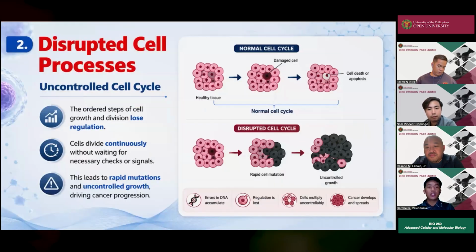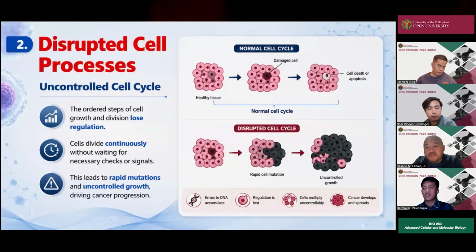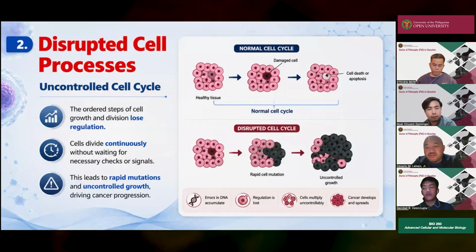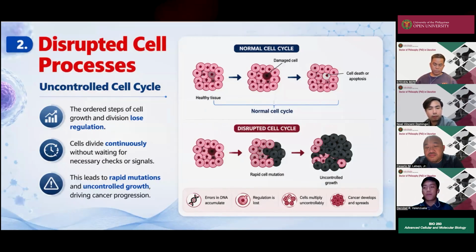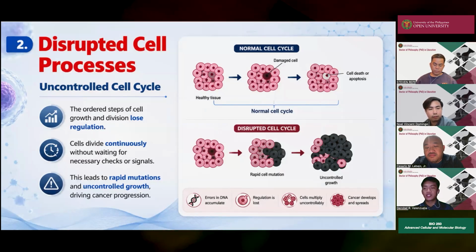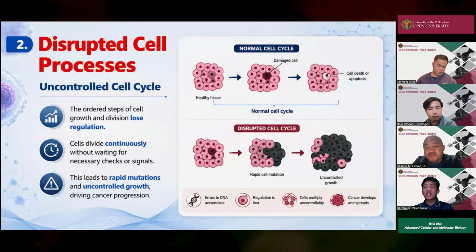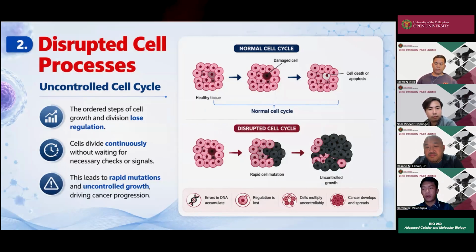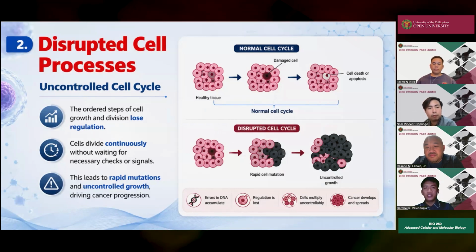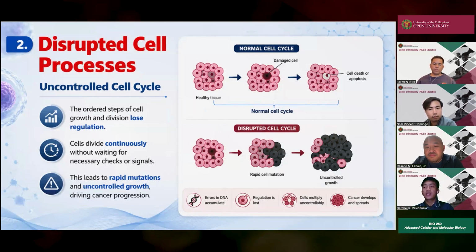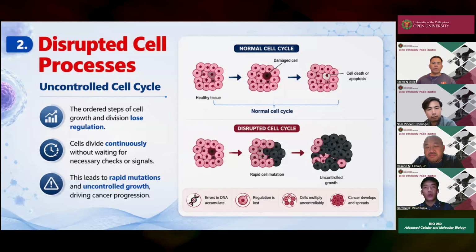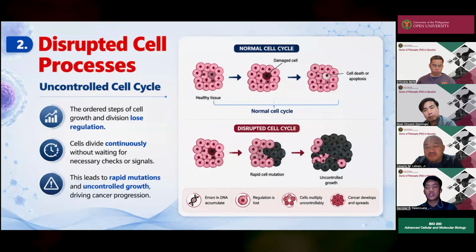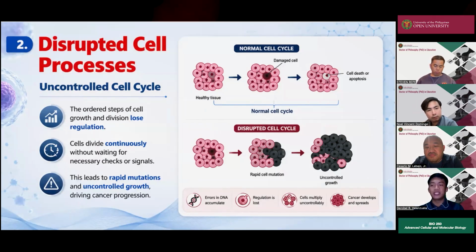Another factor is disruptive cell processes. Cancer also involves disruptive cell processes. One of the most important is the uncontrolled cell cycle. Normally, cells pass through checkpoints before division. These checkpoints make sure that DNA is not damaged. Cancer cells often ignore these checkpoints, allowing damaged cells to divide repeatedly.